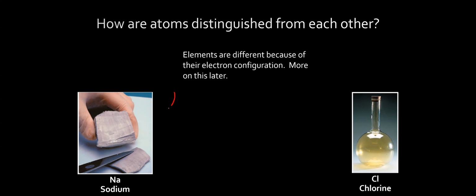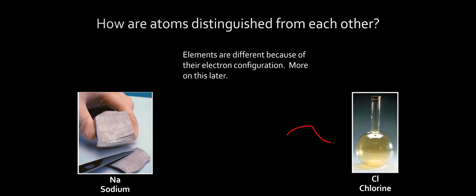So you can see here on the left as an example, that is a block of sodium, which is a very soft, malleable metal. It's also very reactive. You can see that's why the guy's wearing gloves. But it's a solid at room temperature, and it's a metal, but it's a very weak, soft metal. You can see it's being cut by a knife.